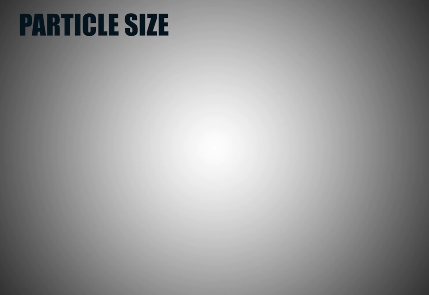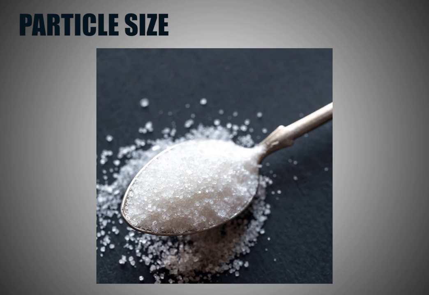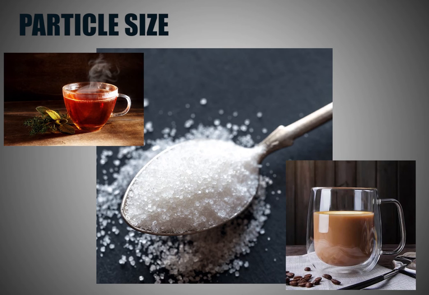The next factor is particle size. Decreasing the size of particles increases the rate of dissolving due to the increase in surface area. The smaller the particle, the faster it will dissolve. For example, there is a reason why we use granulated sugar to add to our tea or coffee. The smaller the particle size, the faster a substance will dissolve. Breaking a substance into smaller particles gives more surface area to interact with the water molecules and dissolve.